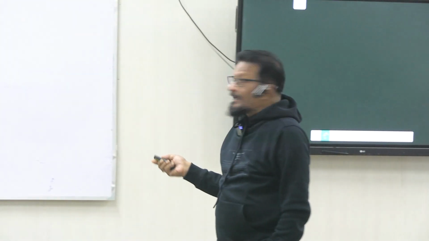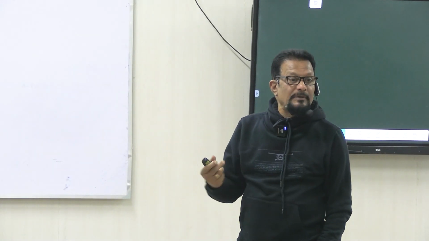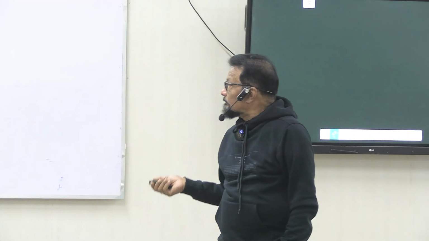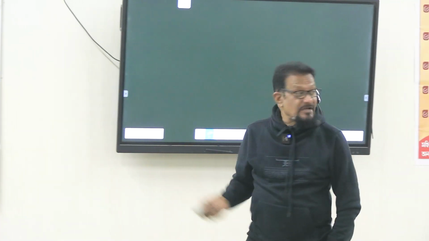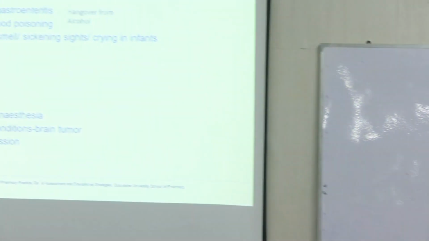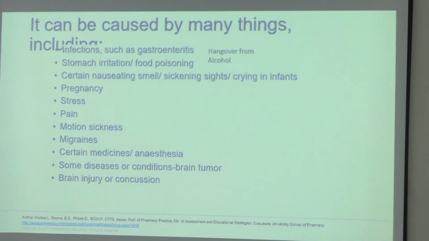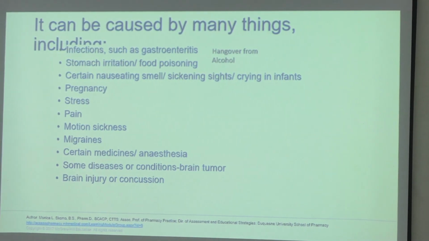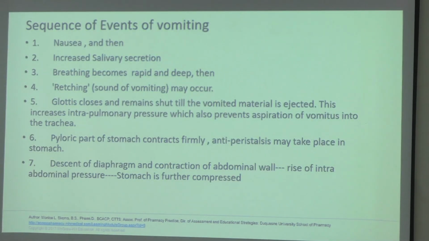Certain medicines like anesthesia, when anesthesia is given, vomiting may start. And some diseases like brain tumor, brain injury, and concussion, a sudden, temporary injury to the brain. This is called concussion. So this temporary injury is concussion. This may cause vomiting.